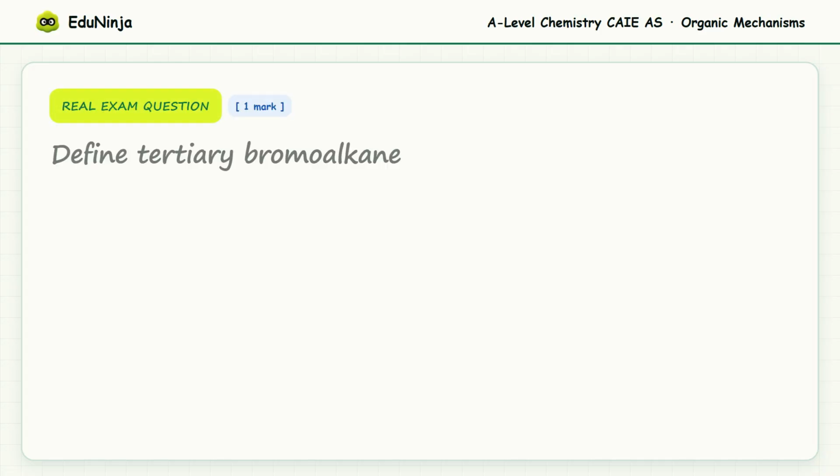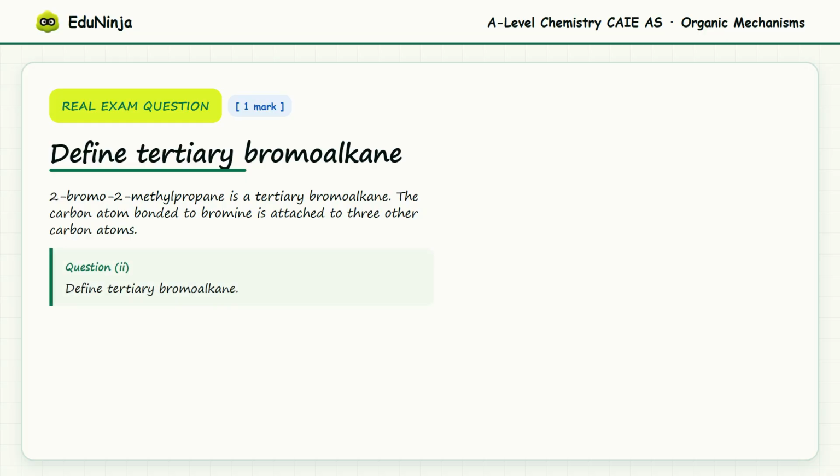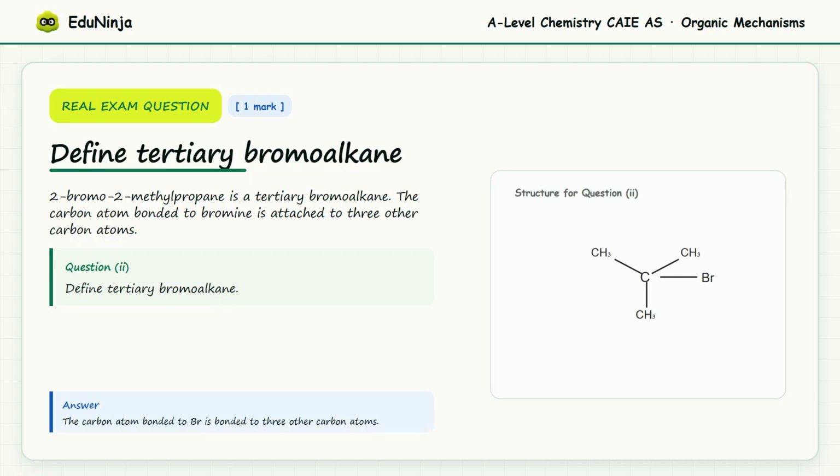Now question 2. 2-bromo-2-methylpropane is a tertiary bromoalkane. Define tertiary bromoalkane. Look at the structure on the right. Focus on the carbon atom bonded directly to bromine. The answer is, the carbon bonded to bromine is bonded to 3 other carbon atoms. That is what makes this a tertiary bromoalkane. Remember, for a definition question, state the structural feature clearly and precisely.